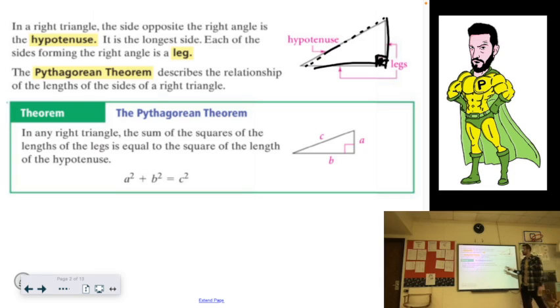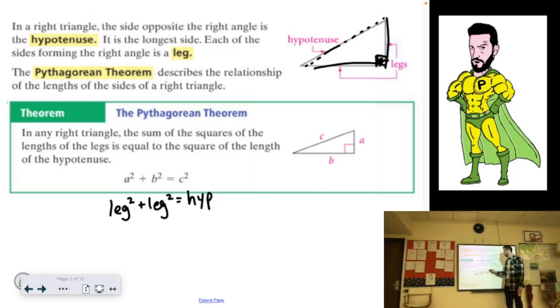So there is an equation that says a squared plus b squared equals c squared. A and b are the legs. C is always the hypotenuse. So a formula, the way I've seen it written, which I think is better, is to say a leg squared plus leg squared equals the hypotenuse squared. So the hypotenuse always needs to go on the side by itself.